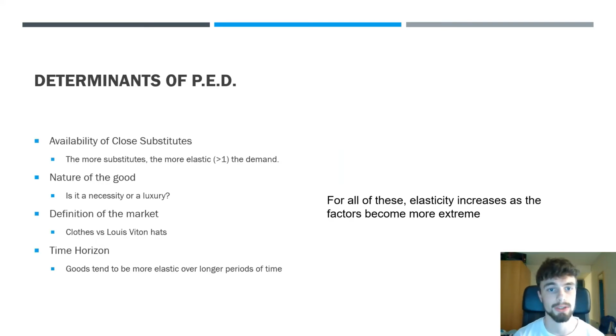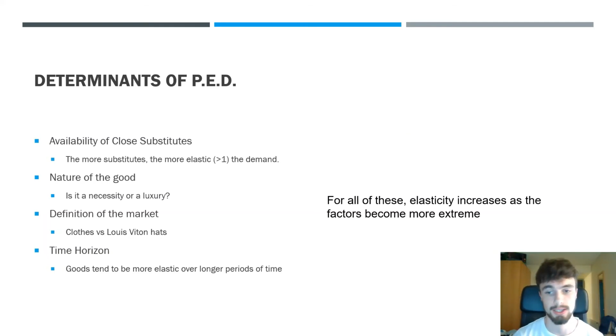So, the determinants of the price elasticity of demand. The availability of close substitutes. Essentially, the more substitutes there are for a good, the more elastic the demand will be. Think about Coca-Cola, for example: if there are more substitutes, let's say Pepsi, Fanta, Sprite, 7-Up, the more elastic the good is going to be. So if there's a big increase in the price of Coca-Cola, then people will go to the substitutes because there are many close substitutes.